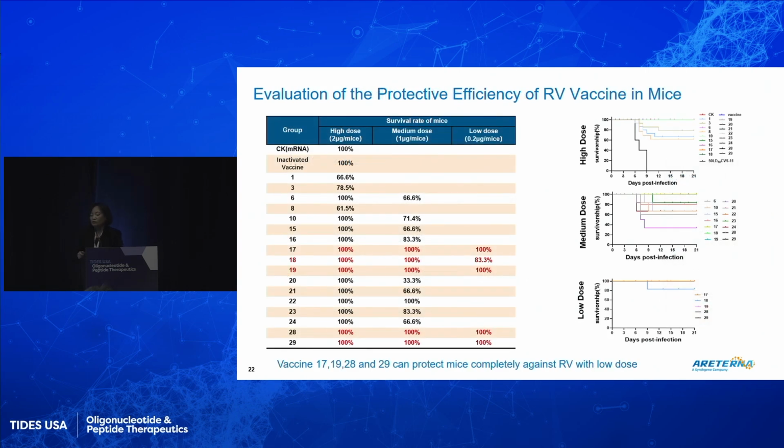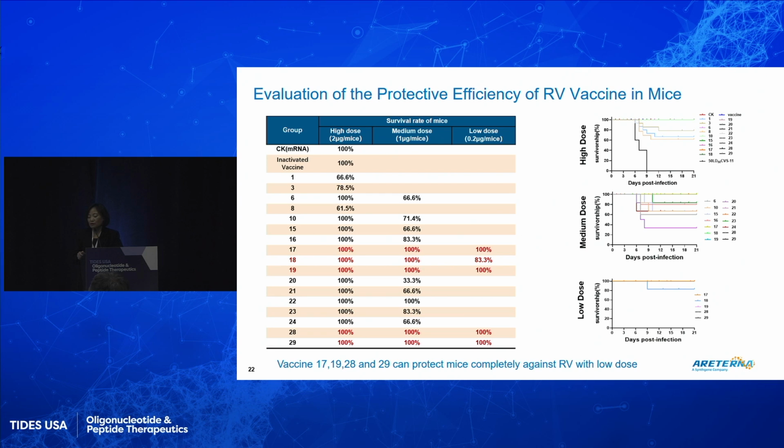The data you're looking at is actually a virus challenge study. In this case, this is mice. We tried 3 different dosage levels, a high dose at 2 micrograms per mouse. The middle column is 1 microgram, and the lower dosage level is 0.2 microgram. And we compared to the benchmark, either the inactivated virus or another mRNA vaccine candidate. We designed about 29 different constructs.